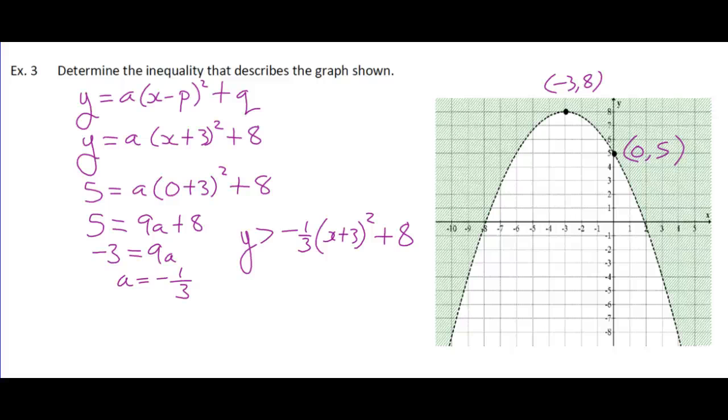Okay, questions? Comments? So a lot of this just echoes stuff that we've already done. Now we're just throwing in this inequality sign. Okay, one more, I think.